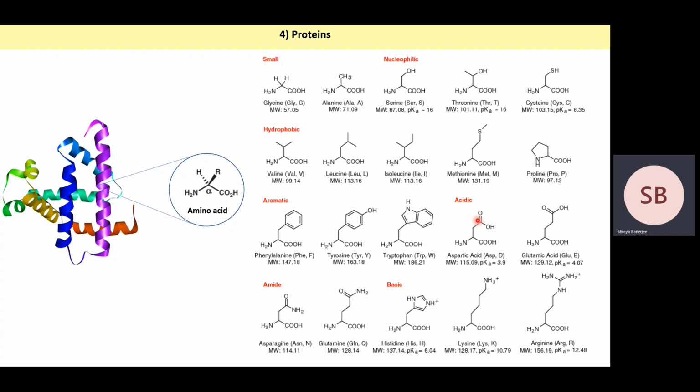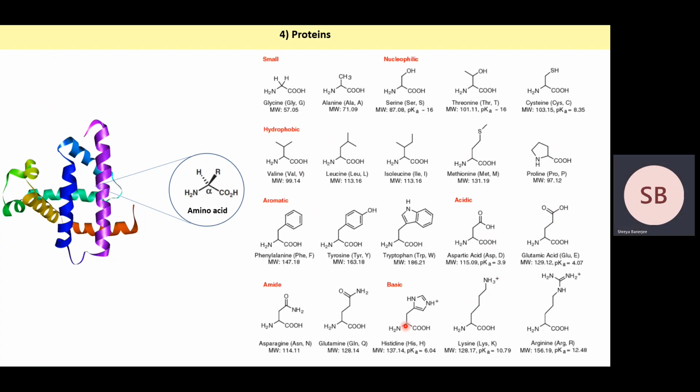Now, the R group can also be acidic. If it is CH2COOH, it forms aspartic acid. If an additional CH2 is inserted, then it is glutamic acid. The R group can also be an amide. If it is CH2CONH2, then it is asparagine. If an additional CH2 is attached, then it forms glutamine.